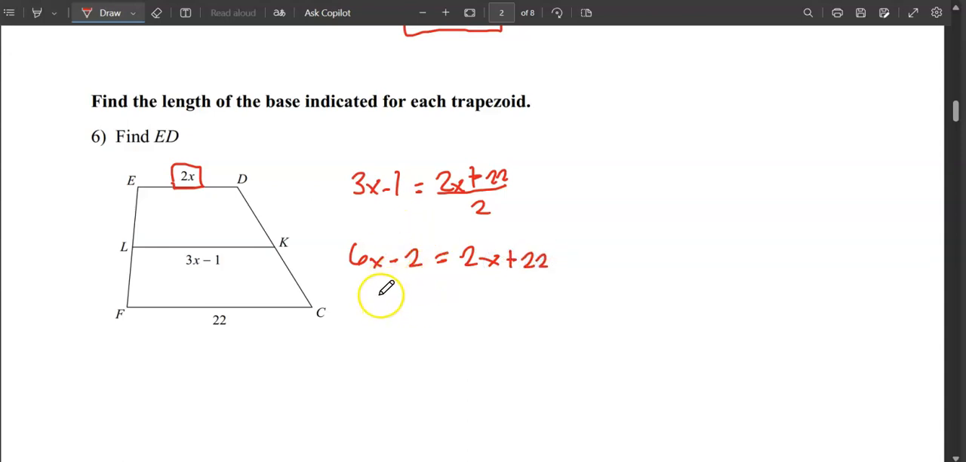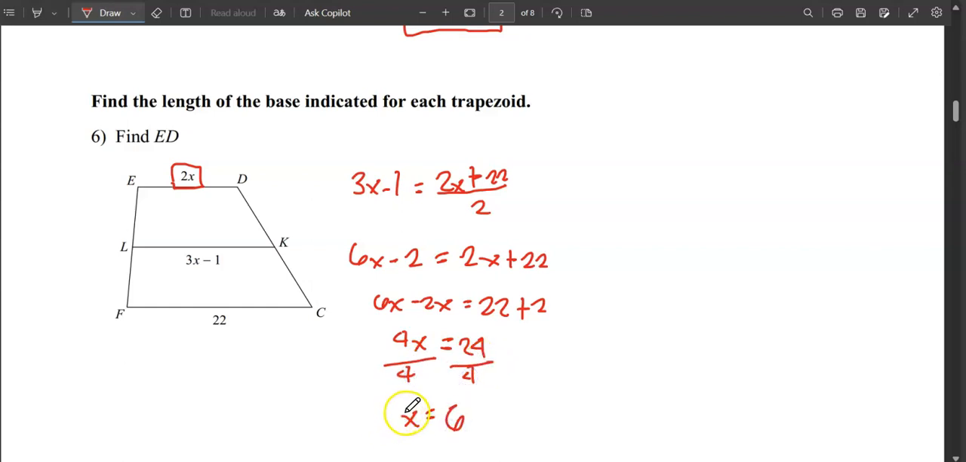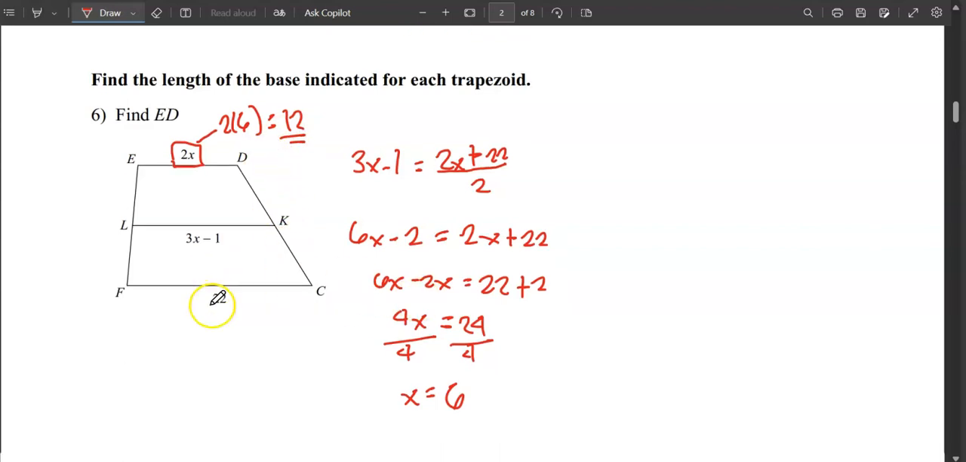Then combine like terms, so we have 6x minus 2x equals 22 plus 2. So we have 4x equals 24. Divide everything by 4. X equals 6. We are not yet done. So if x is 6, this is 2 times 6 or 12. So therefore, the length of the base is 12.